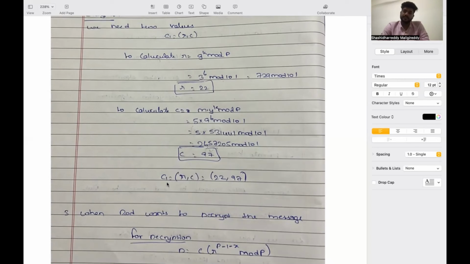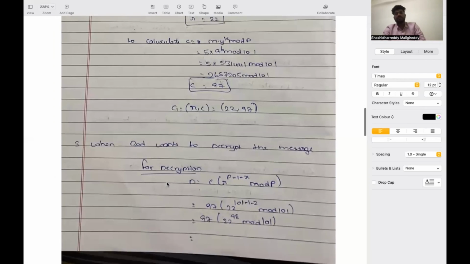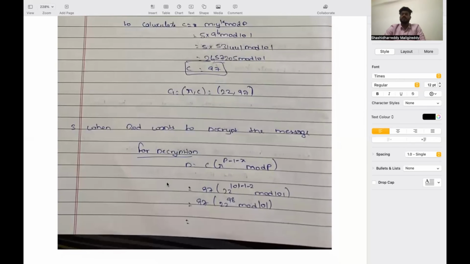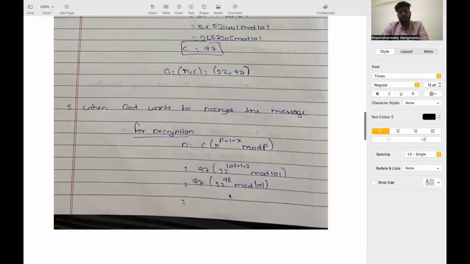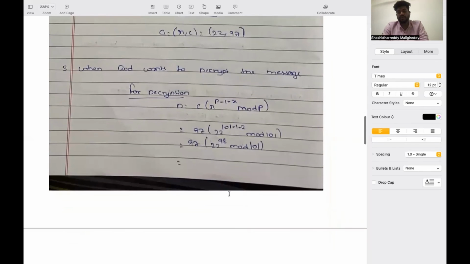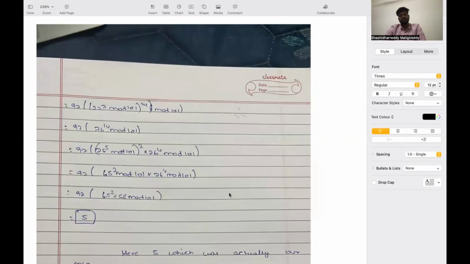Now Alice sends the ciphertext to Bob for decryption. Bob wants to decrypt the message. For decryption, the equation in the algorithm is D equals C into R power P minus 1 minus X mod P. We found the C value is 97 in the previous encryption step, and the R value is 22. So 97 into 22 power 98 mod 101, it's not easy to calculate 22 power 98, so we're going to calculate it in parts.